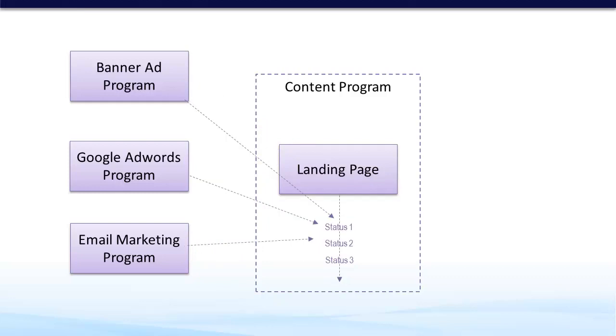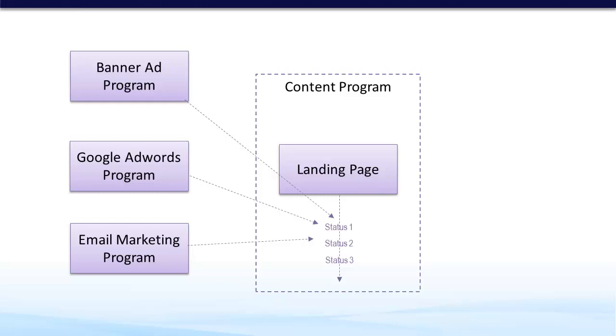For example, a lead comes through the banner ad, lands on the landing page, and then registers. Its status in the content program would be registered. That may not be the success status for the content program. The success status for the content program might be attended. But for the banner ad program that supplied that lead, that would be a success status.